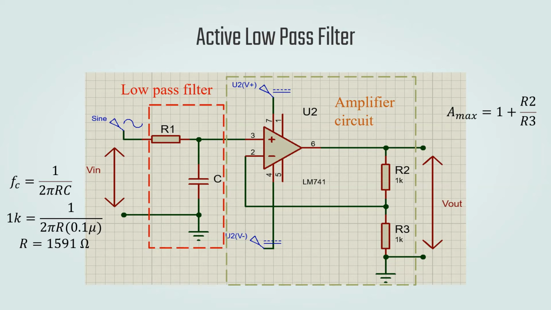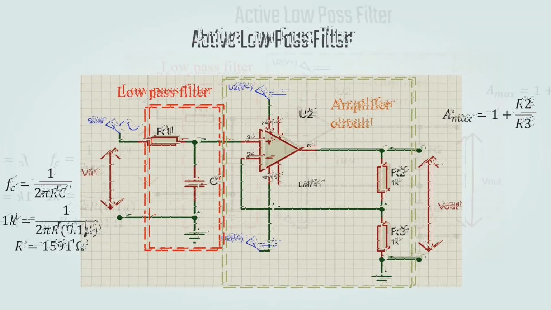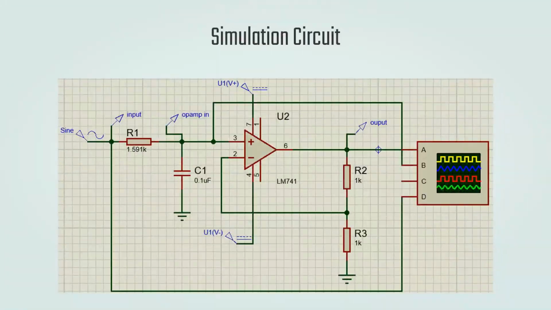For this design, the magnitude of the voltage gain is A max equals 1 plus R2 over R3. For the non-inverting amplifier, the gain for this design is 2, which means when the input signal is 3 volt, the output voltage will be 6 volt. The overall circuit design is shown in the figure above, with some values added inside.